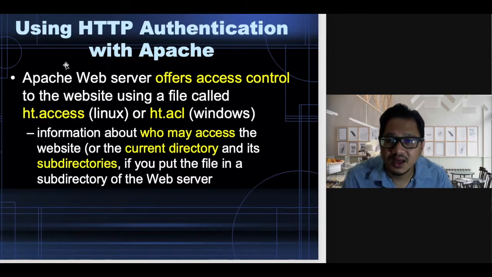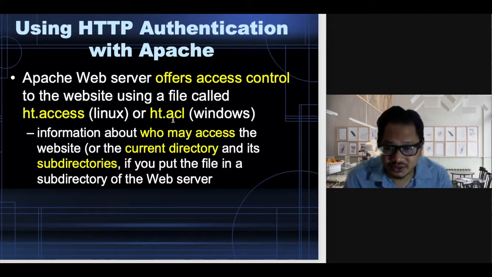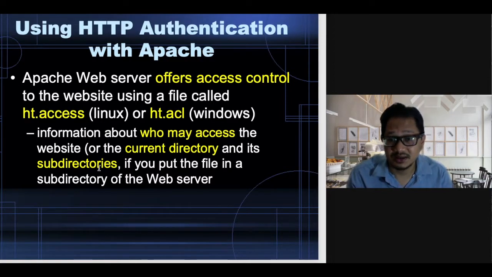In the Apache web server, we have a file called .htaccess on Linux or .htpasswd on Windows. All information about who may access, we will store in there. The file is stored in a subdirectory of the web server. We store there which users can access. So when the user enters the correct username and correct password, they can access. Just as simple as that.